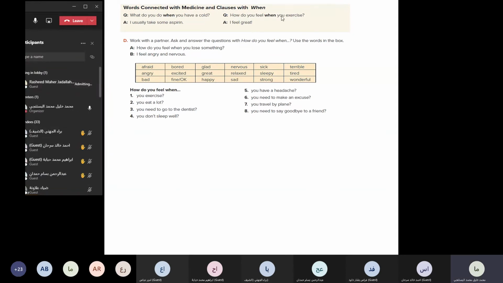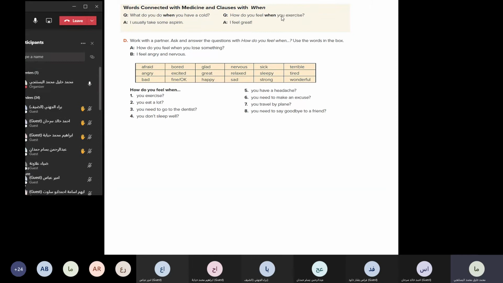Now, how do you feel when you exercise? I feel great. Okay, now we are going to make sentences like the examples. Work with a partner, ask and answer the questions with how do you feel when? Use the words in the box. Look at the example. How do you feel when you lose something? I feel angry, I feel bad, I feel nervous, etc.